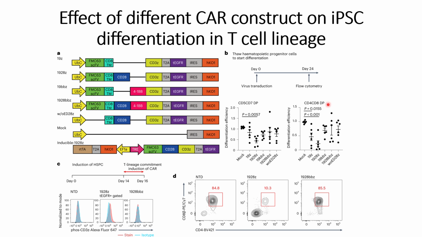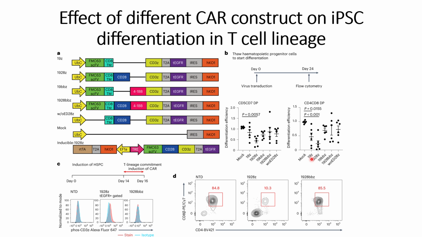And for the immature T cell lineage, the markers are CD4 and CD8 double positive cells. These signals are also low for the case where they use the first generation CAR and the second generation CAR with 28 zeta, indicating that the transduction of CAR might impair the differentiation of iPSC towards the T cell lineage. So they doubt this in the case of 1928.